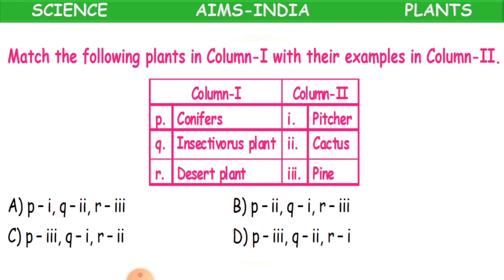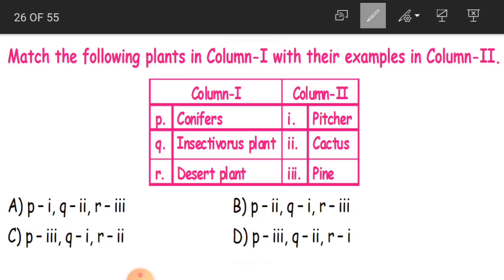The next question. Match the following plants in column 1 with their examples in column 2. See here, you have got column 1 and column 2. So you have got type of plants and the name of plants. We have to match them. So conifers. P is conifers. For example, for conifer is pine. So this third option will match with this.